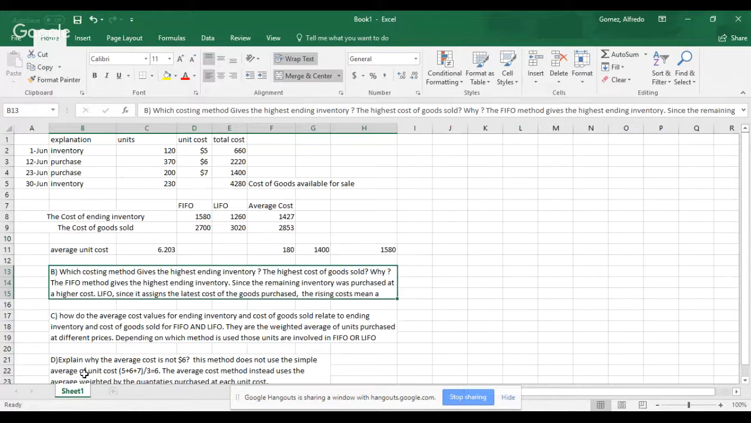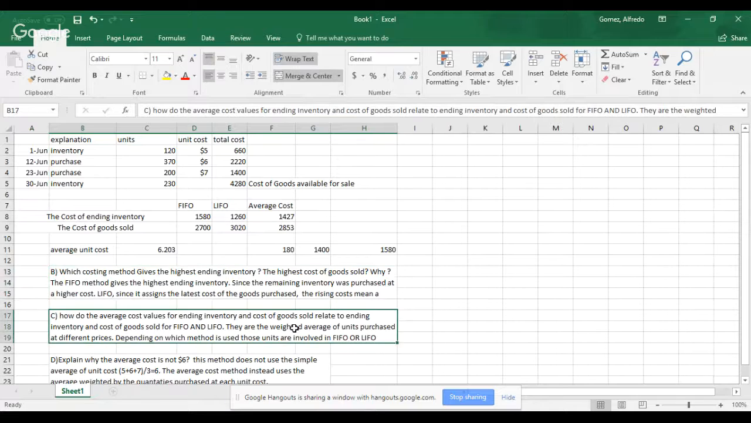And it gives us a cost of goods sold for average cost of 2,853. The questions that go along with this exercise: which costing method gives us the highest ending inventory, the highest cost of goods sold, and why? The first in, first out method gives us the highest ending inventory, since the remaining inventory was purchased at a higher cost. Last in, first out assigns the latest costs, which are the $6 and the $7, to the goods sold, so the rising costs mean a higher amount of cost of goods sold.